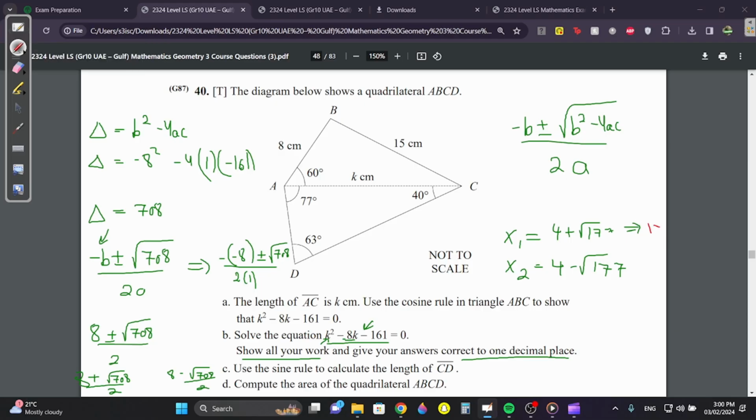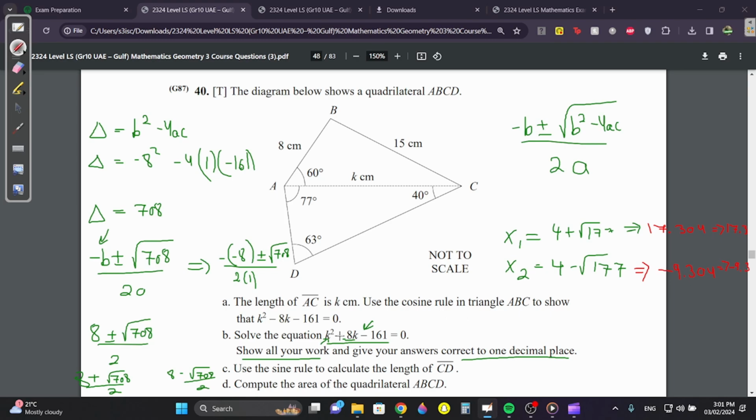It's 17.304. And this is going to be minus 17.304. It's minus 9.304. Okay, they want one decimal place, so this will be 17.3, and this will be minus 9.3. But we have two solutions, okay?